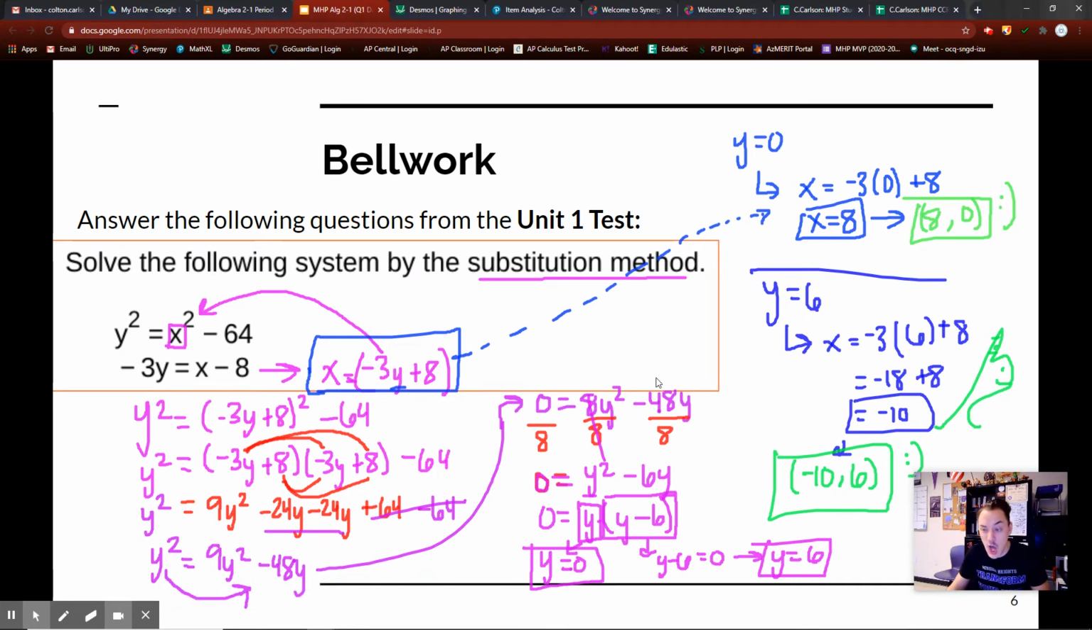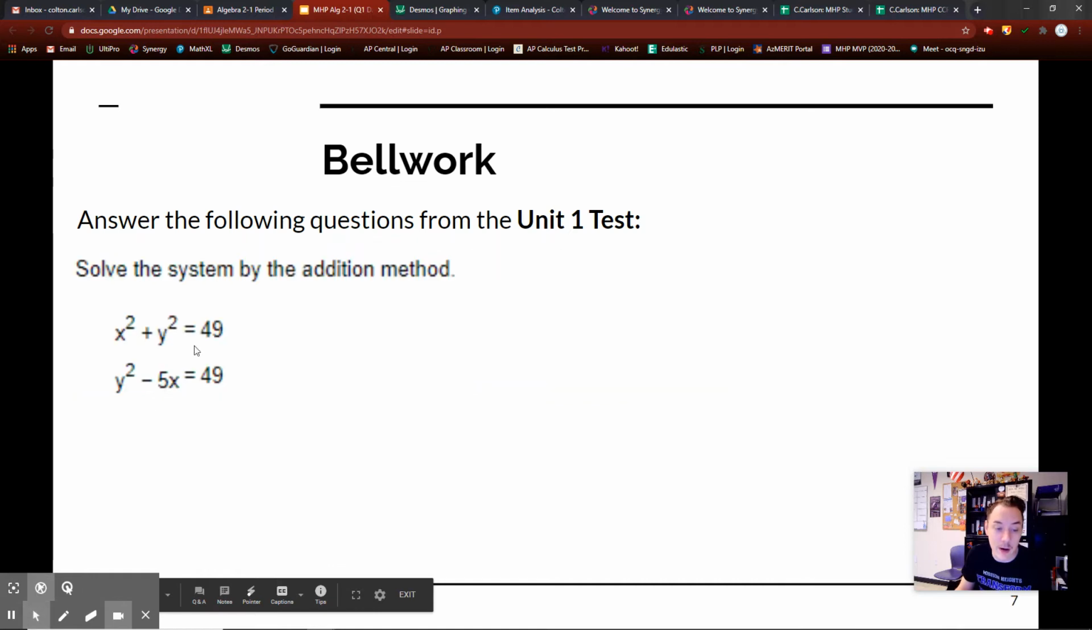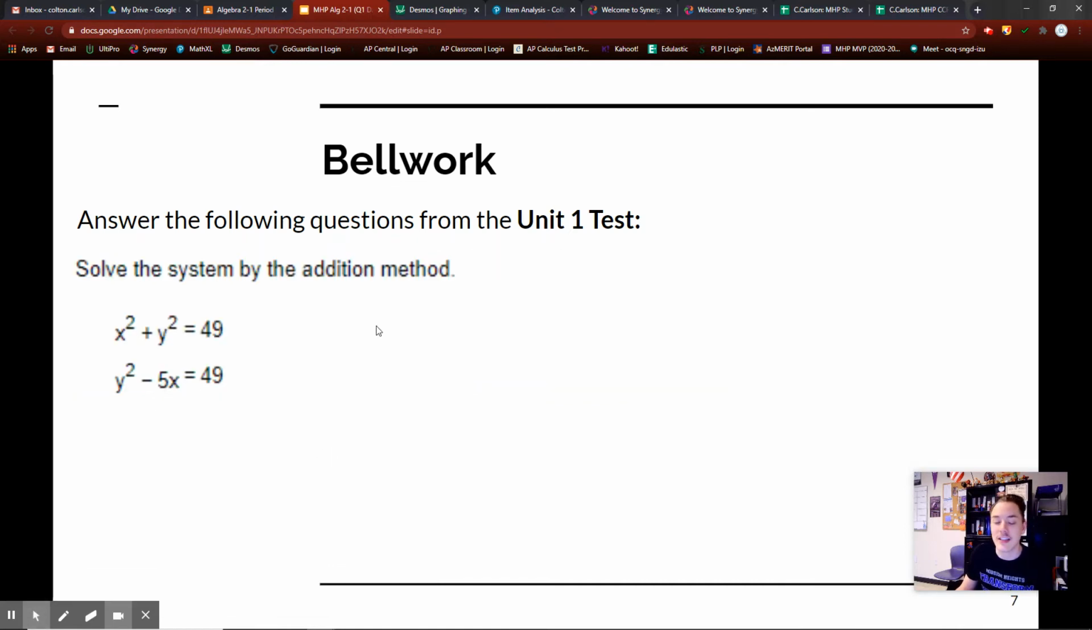Maybe you're like, you're lying. I don't think I'm lying. I mean, maybe. But let's erase this, and then I have one more for you, and then we're done with the bell work. It's the exact same thing. Substitution, just kidding. Addition method, but it is the same thing, nonlinear systems.